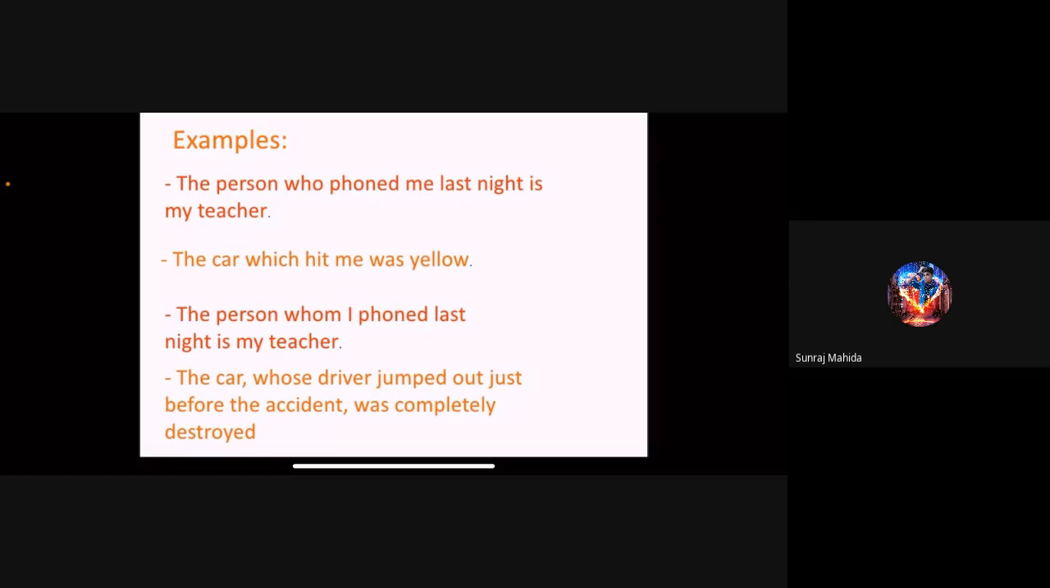Examples. The person who phoned me last night is my teacher. The car which hit me was yellow. The person whom I phoned last night is my teacher. The car whose driver jumped out just before the accident was completely destroyed. So here you can see all the relative pronouns are given: who, which, whom, whose. They are in the middle of the sentence.